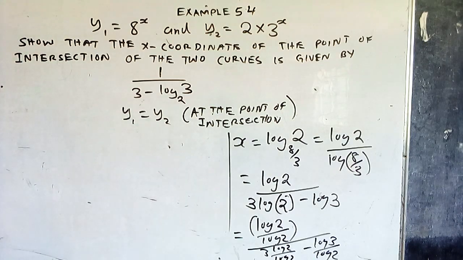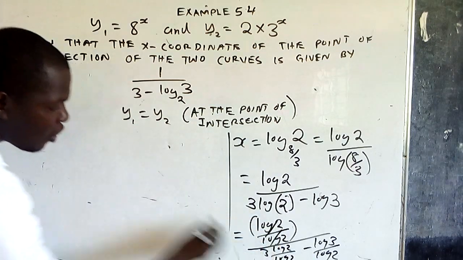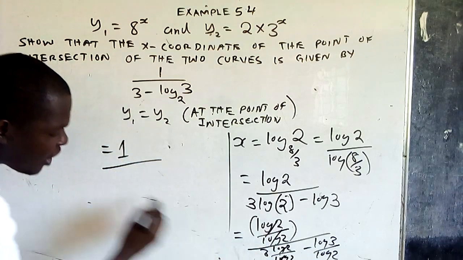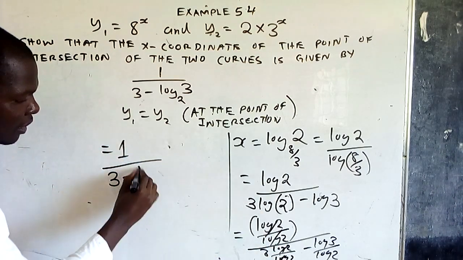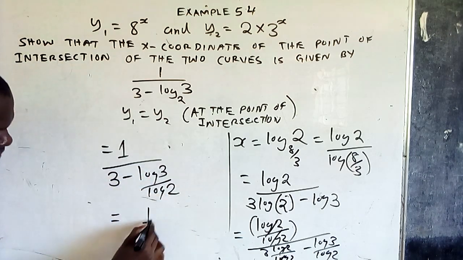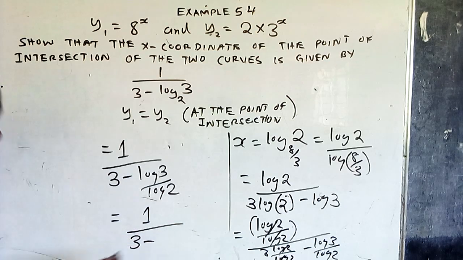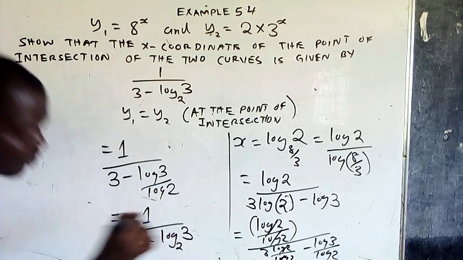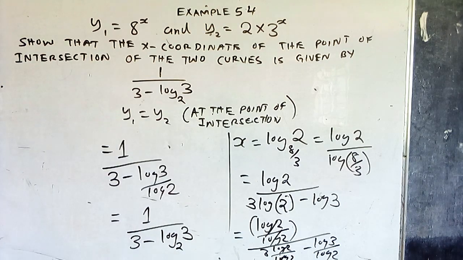So if you perform that kind of operation, what do you have? Look at the numerator. Log 2 divided by log 2, you get 1. In the denominator, log 2 divided by log 2 is 1, so you remain with 3 minus log 3 over log 2. Then what do you have? This is 1 over 3 minus, what is log 3 over log 2? Log 3 to base 2. Are you seeing that?